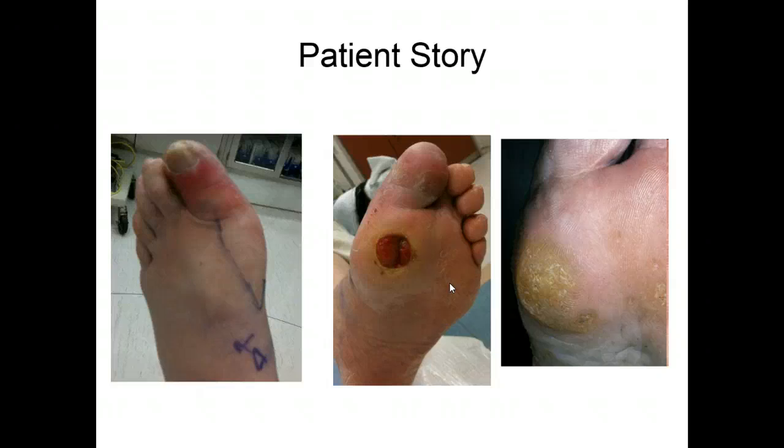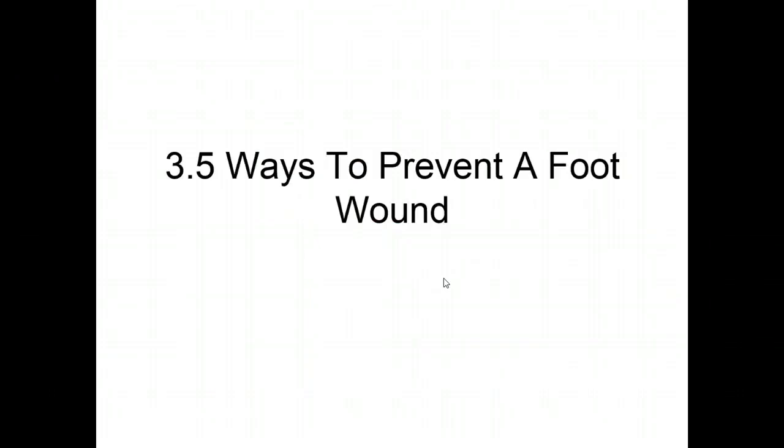But the weird, interesting issue is that her husband as well had diabetes, and he was taking care of her, and he didn't mention it, but at the same time I was treating her, he ended up having gas gangrene and losing his leg. So it's very, very serious. Having a sore or having an amputation are serious things. So I want to talk about 3.5 ways to prevent a foot wound.